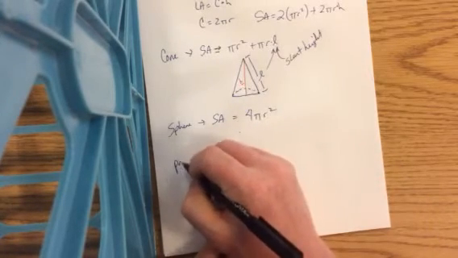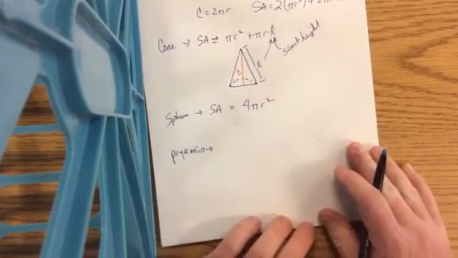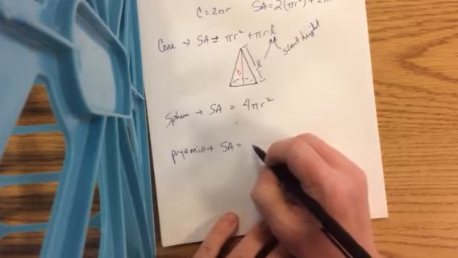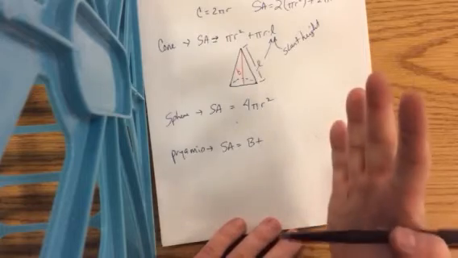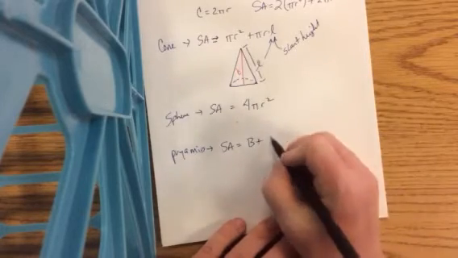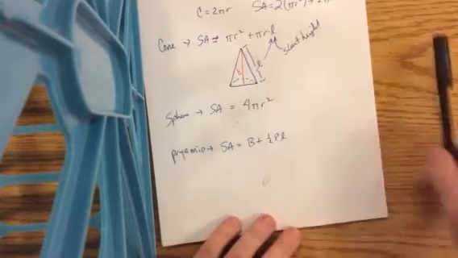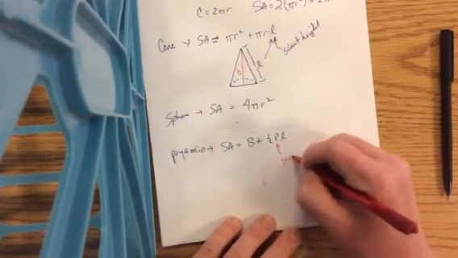Pyramid. Pyramid is kind of like a cone in that it has a slant height. So for a pyramid, the surface area is going to be B, which is the area of the base. Since there's only one base for the pyramid, we only have 1B, plus 1/2 my perimeter times my slant height. Once again, my P here is my perimeter.